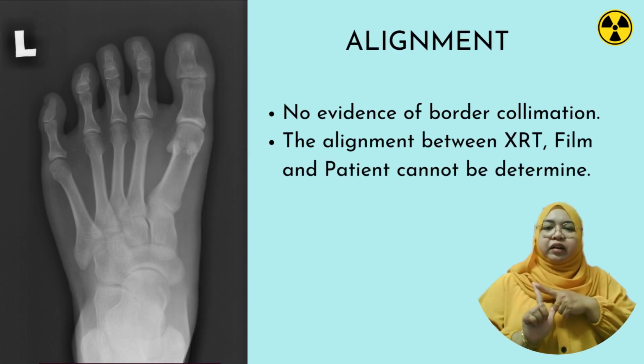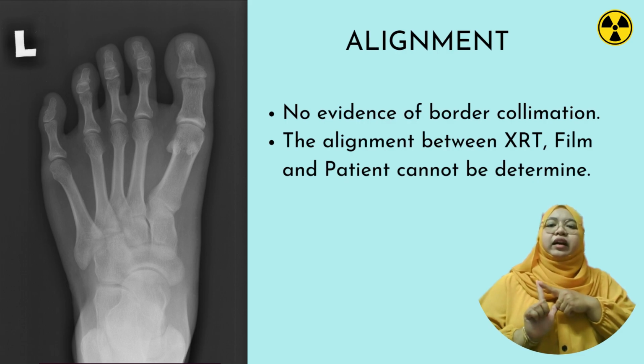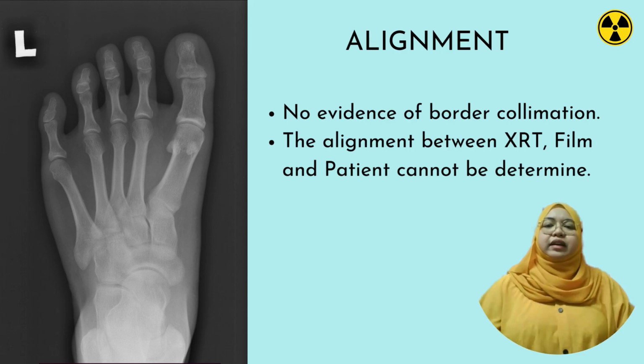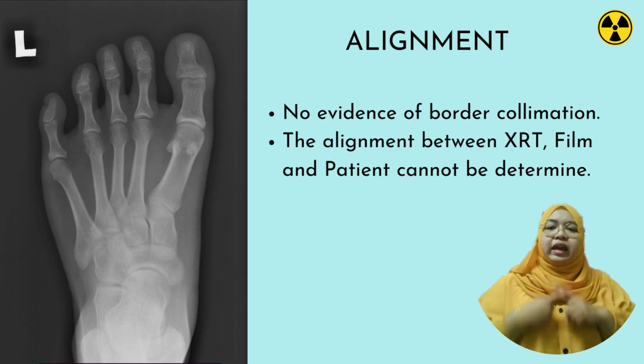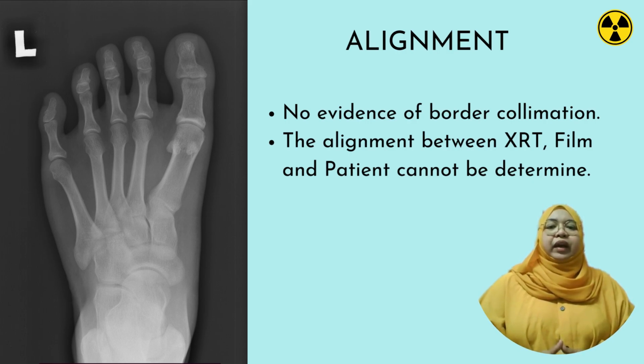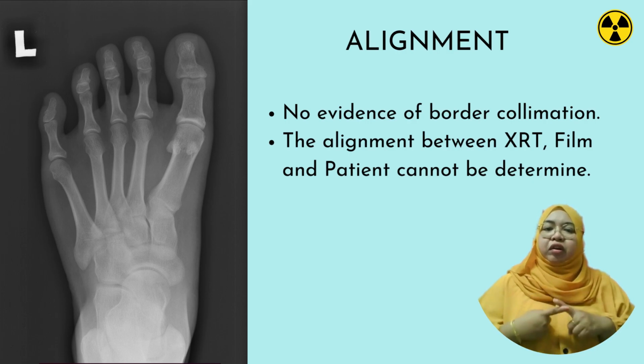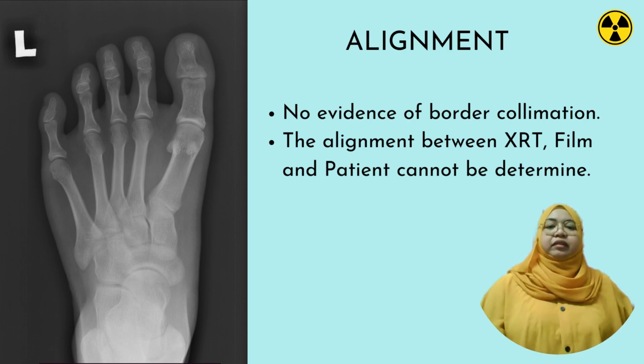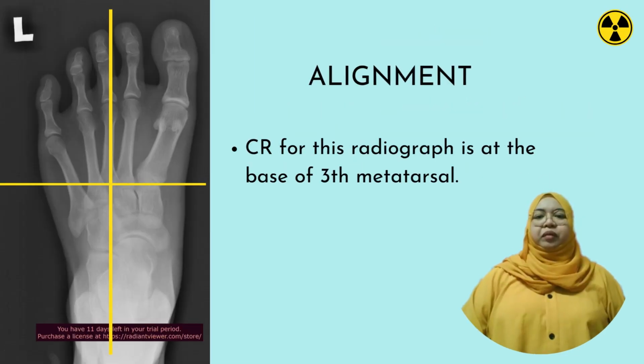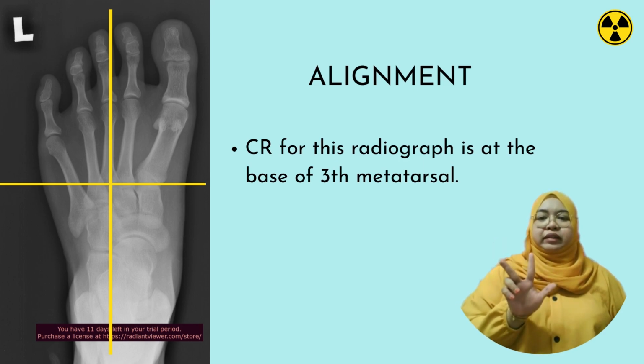The second criteria of image evaluation is alignment. From this radiograph, you can see there is no evidence of border collimation. So that means the alignment between X-ray tube, film, and the patient cannot be determined. From this radiograph, you can see that the CR of this radiograph is at the base of the third metatarsal.